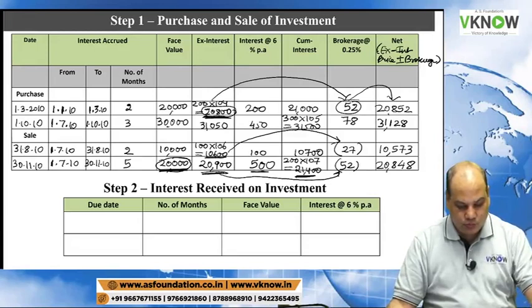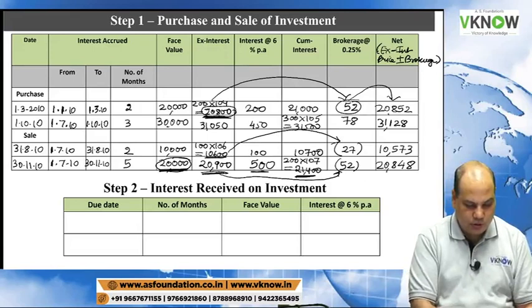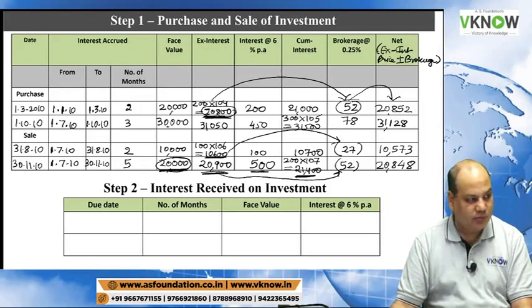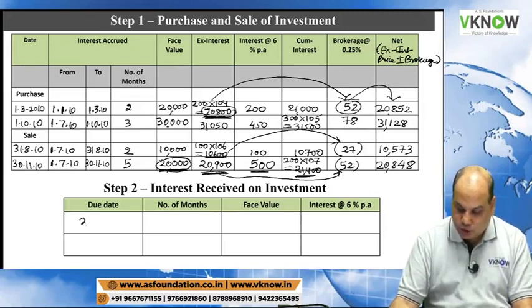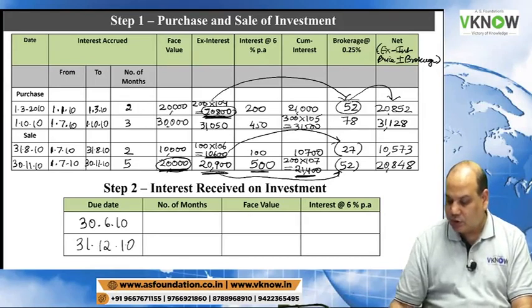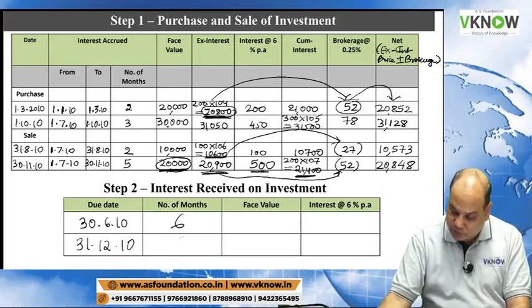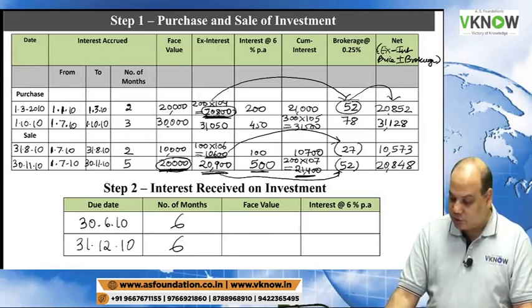Step number 2, you write down interest received on investment. So there will be two due dates on which we are going to receive the interest: 30th June 10 and 31/12/10. Number of months will be 6 and 6.